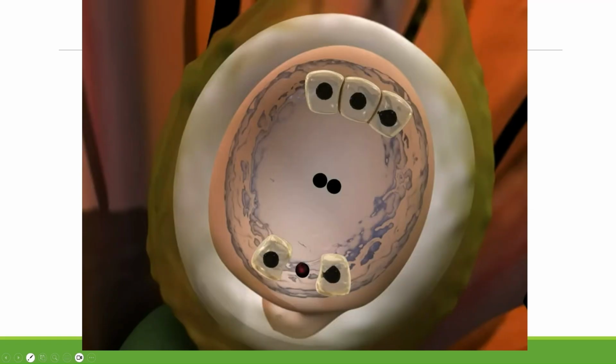Okay, now 3 more cells form here above the micropyle. The one that's kind of a pinkish red, that's going to be the egg cell that becomes the zygote later. Now, 2 cells in the middle don't form a cell wall, and that's going to be important for the second fertilization that takes place.